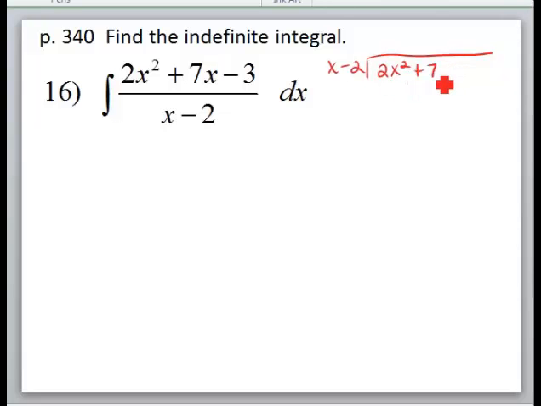So off to the side here, you can see me using the long division. So I'm going to say, what times x will give me 2x squared, and I'll answer 2x. So 2x times x is 2x squared. 2x times negative 2 is negative x.